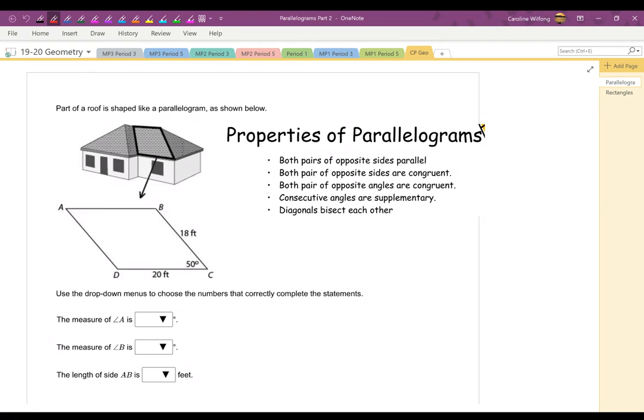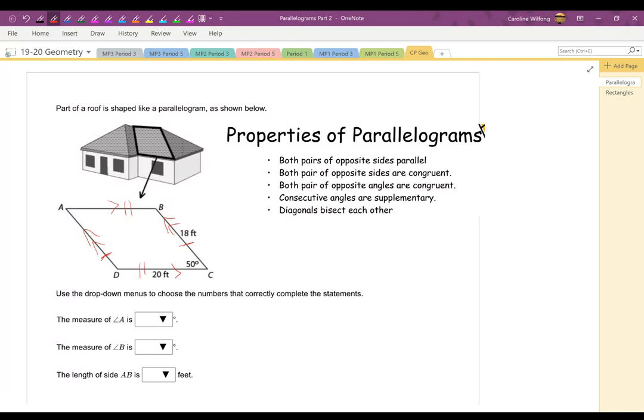So mark up our figure first by going through our properties of parallelograms. Both pairs of opposite sides are parallel. So side AB is parallel to side DC, and side AD is parallel to side BC. Then we also know through the properties of a parallelogram that both pairs of opposite sides are congruent. So side AD is congruent to side BC, and side AB is congruent to side DC. Okay, so that takes care of the first two.